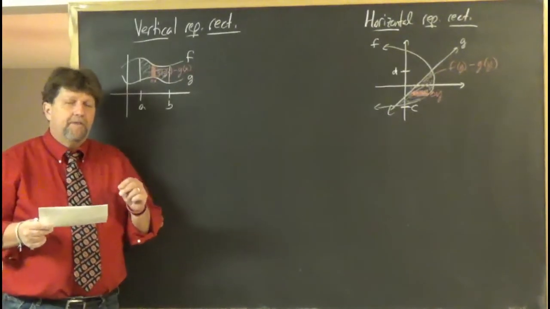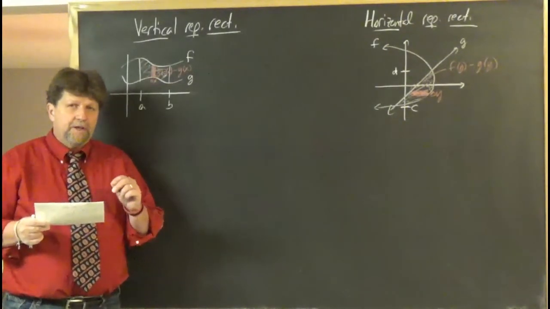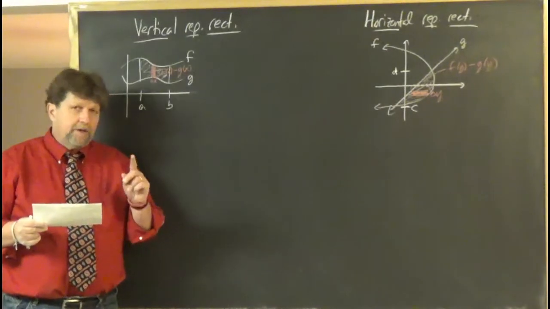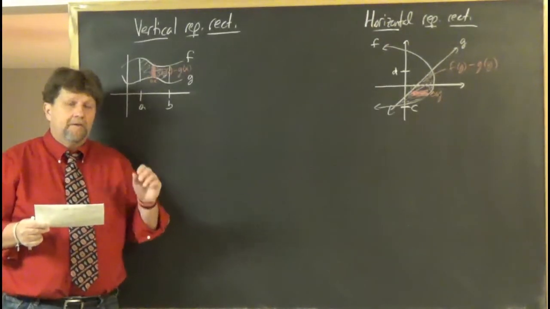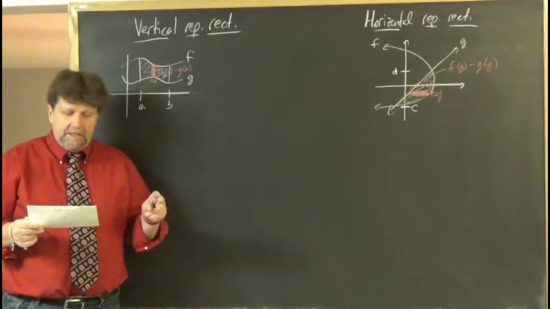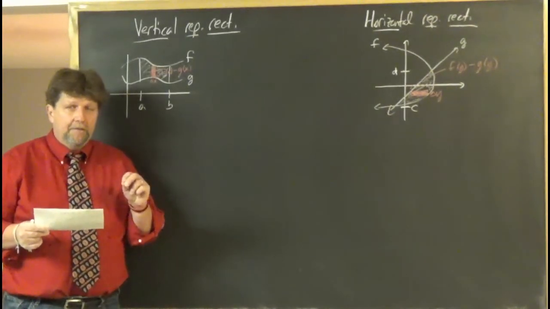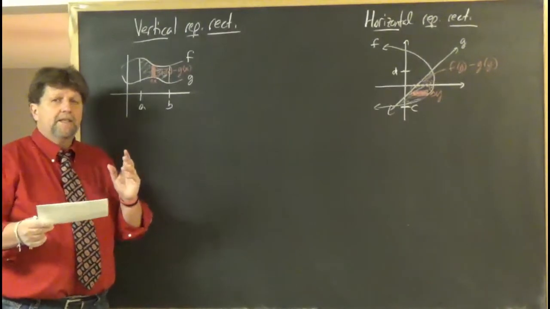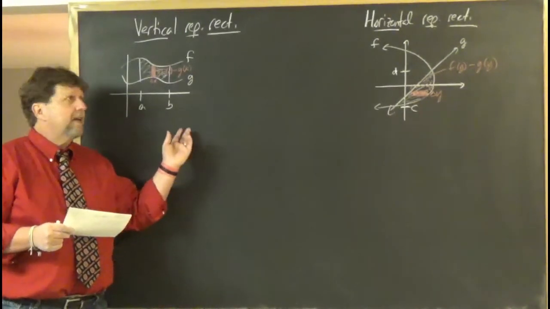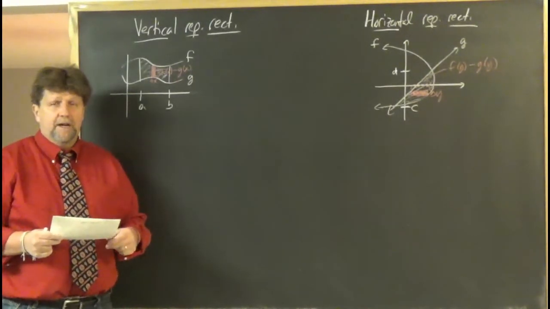Remember, when you're asked to find the area of a region, the first thing you want to do is graph everything that's involved. Sketch a graph so you can see what the region is. Then you're going to put in a representative rectangle. I broke it into two cases: a vertical representative rectangle or a horizontal representative rectangle.